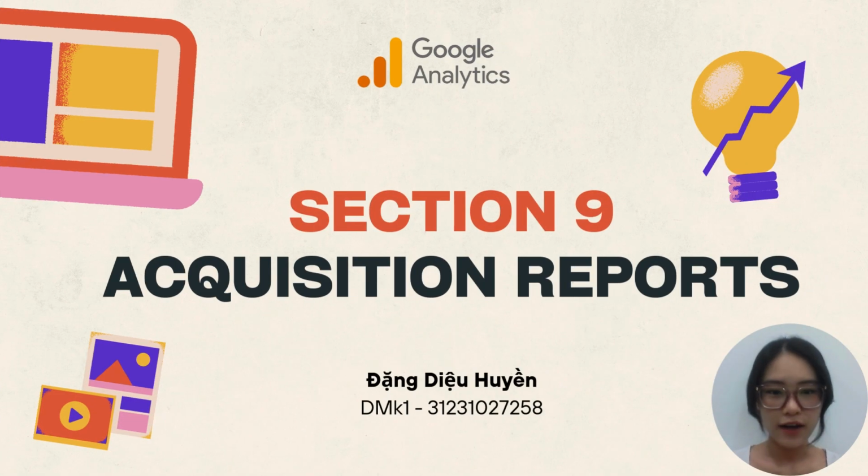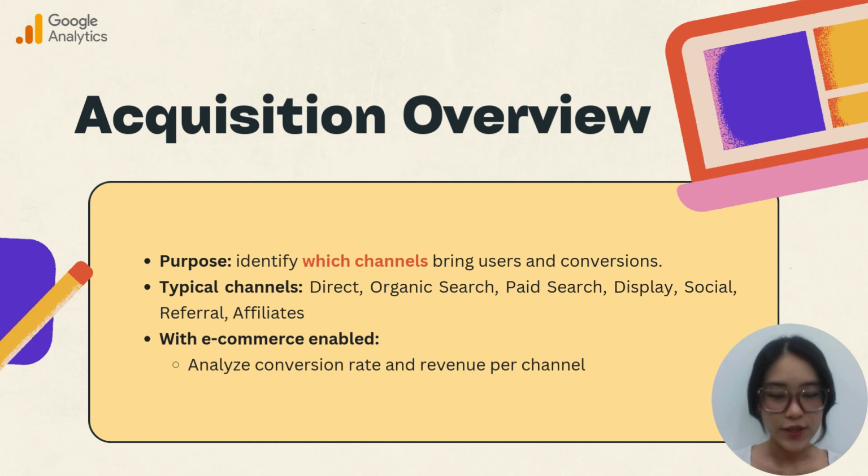Next, we move on to Section 9, Acquisition Reports. Acquisition reports have one main purpose: to identify which channels bring users and conversions. Typical channels include direct, organic search, paid search, display, social, referral, and affiliates. When e-commerce is enabled, we can analyze conversion rate and revenue generated per channel.